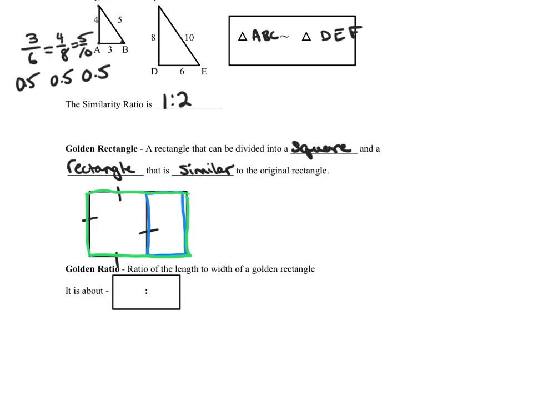The ratio of the smaller blue rectangle to the larger green rectangle is called the golden ratio. The golden ratio is the ratio of the length to the width of the golden rectangle, which is the smaller blue rectangle. And that ratio is 1 to 1.618.